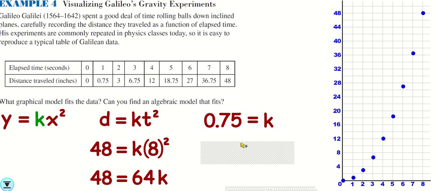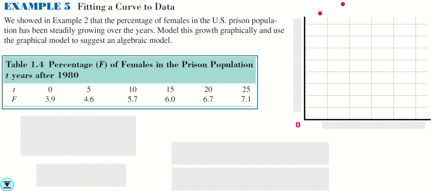And once you knew that k was actually 0.75, you could then write your final algebraic model or equation for this graph. Okay? Again, pause if you need to before we're moving on. Just another example, if you want to pause the video and try this without me, you can go ahead and pause, but here we go.